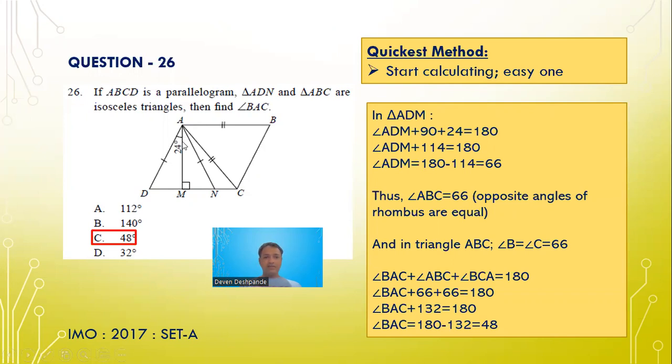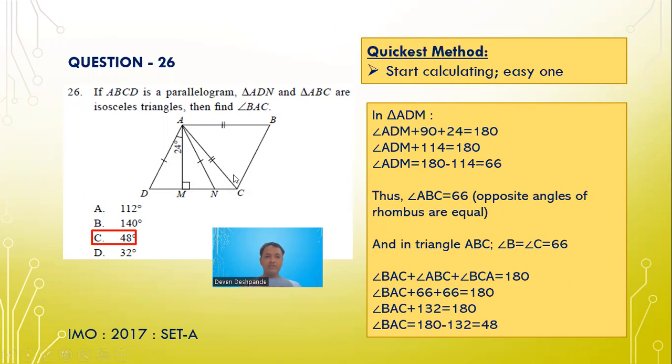Angle ABC is also 66, because these are equal sides: this side is equal to this side, and this side is equal to this side. Now if this is 66, this is also 66, because they are the opposite angles of a parallelogram. If ADM is 66, ABC will also be 66. Opposite angles of a parallelogram are equal, isn't it? So if this is 66, this also is 66.